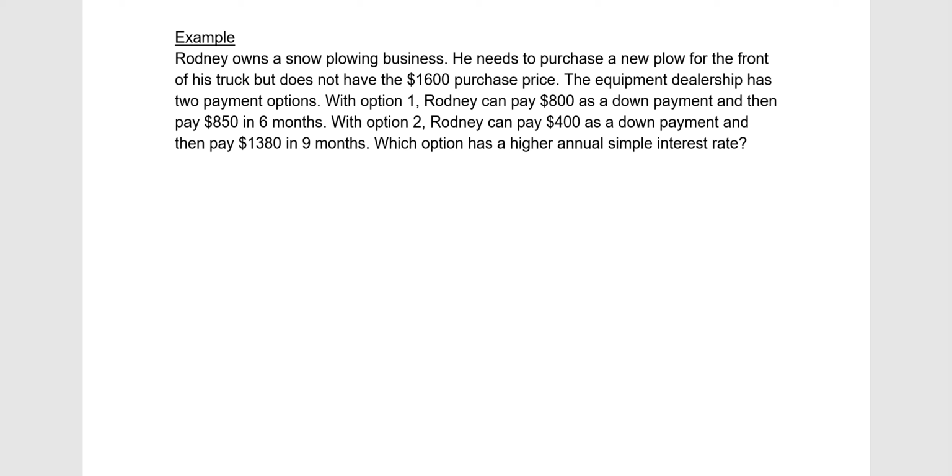With option 1, Rodney can pay $800 as a down payment and then pay $850 in 6 months. Option 2, Rodney can pay $400 as a down payment and then pay $1,380 in 9 months. We want to know which option has a higher annual simple interest rate.